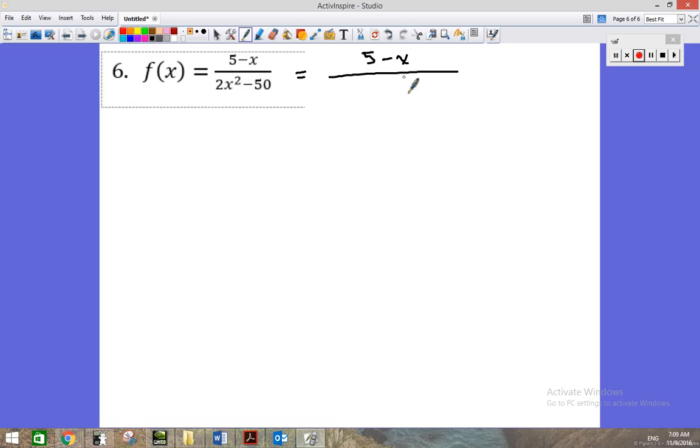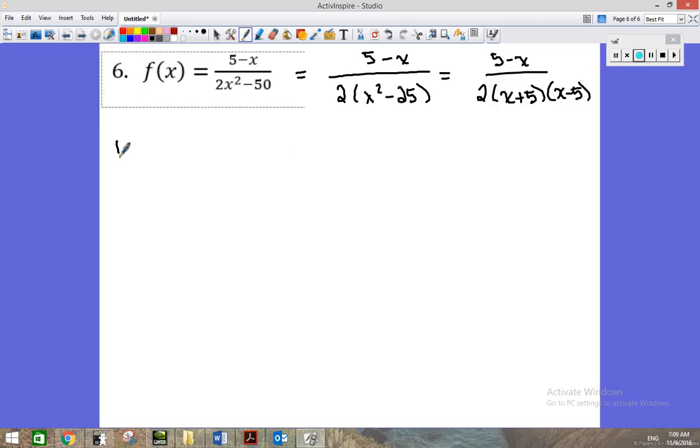5 minus x is my numerator, and my denominator, if I factor out a 2, because that's the greatest common factor, I have x squared minus 25. That's a difference of perfect squares, so that factors. So I have 5 minus x over 2 times x plus 5 times x minus 5.